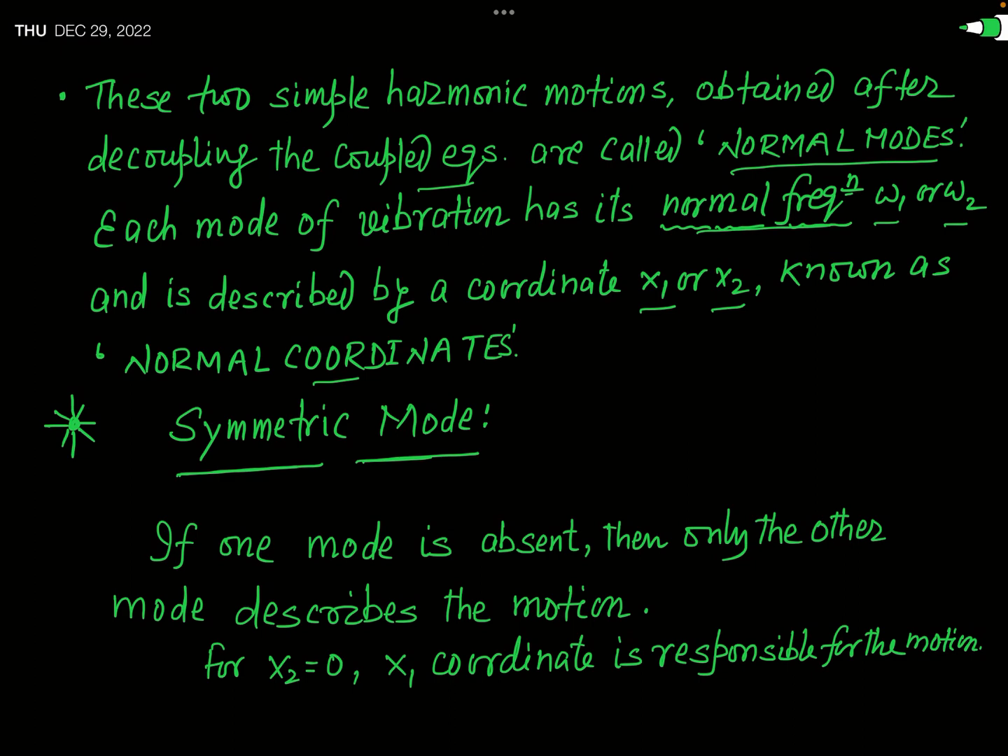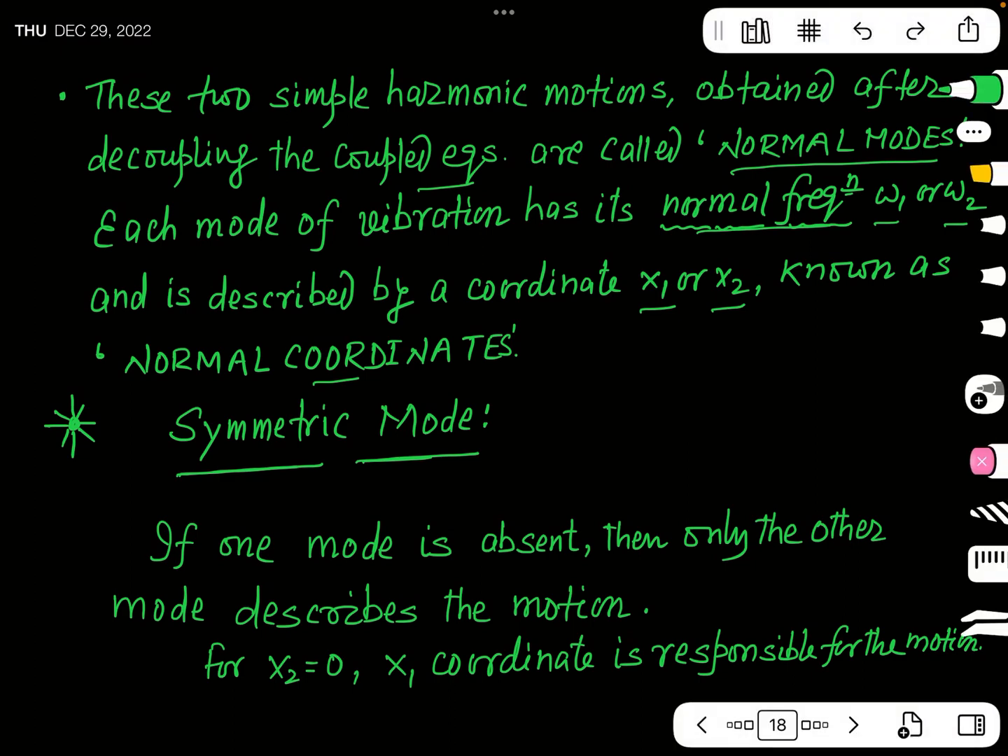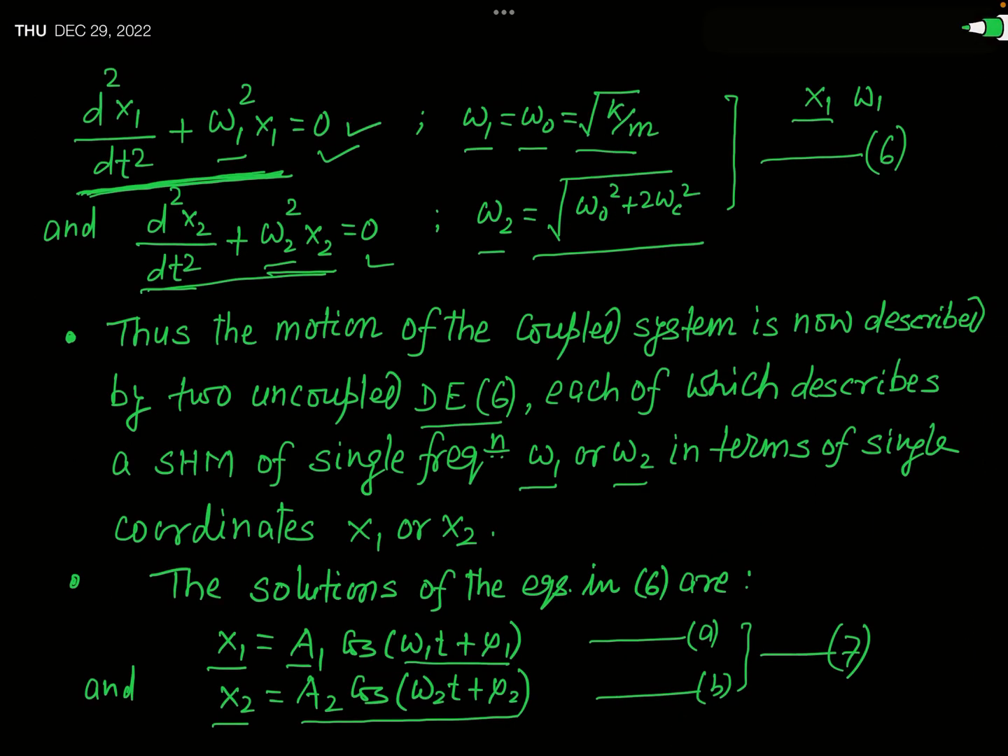Okay? So, in that condition, we can take either capital X1 equal to 0 or capital X2 equal to 0. Okay? Because you have seen there are two equations of motion defined in equation 6. And equation 7 represents their solution, and equation 7a represents one of the modes of vibration, and equation 7b represents the other mode of vibration. So, as I have told you, when we consider that only one mode of vibration is present and the other is absent, in that condition we have to take either capital X2 equal to 0 or capital X1 equal to 0.